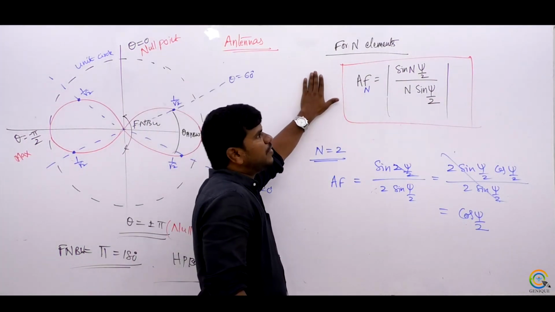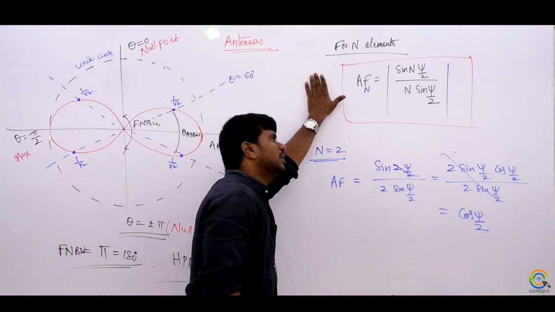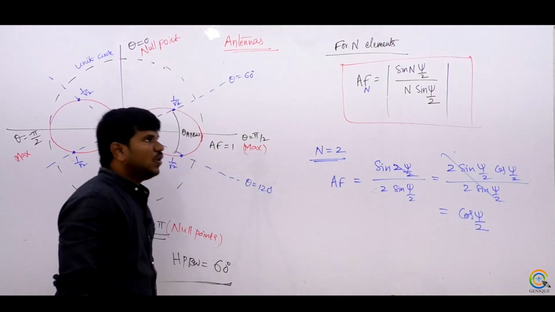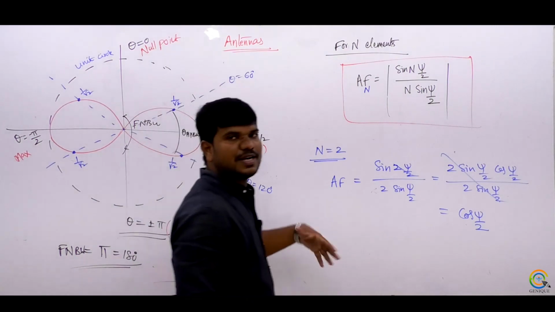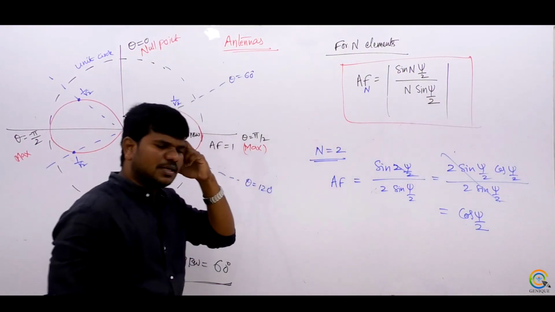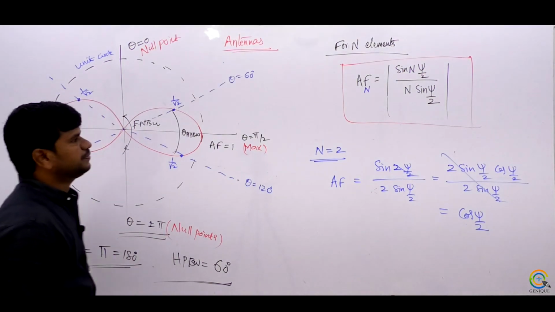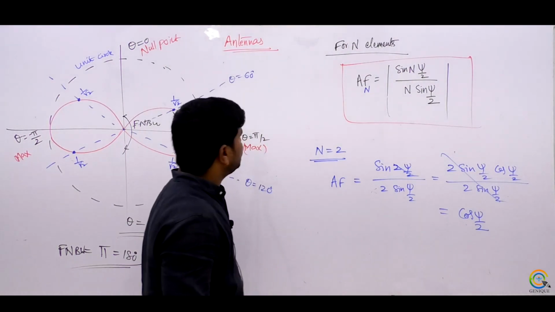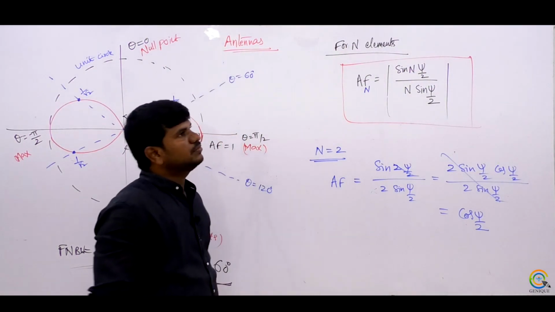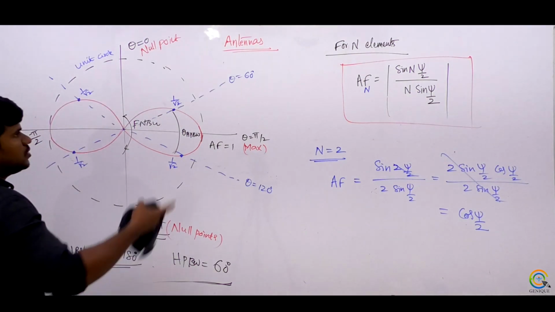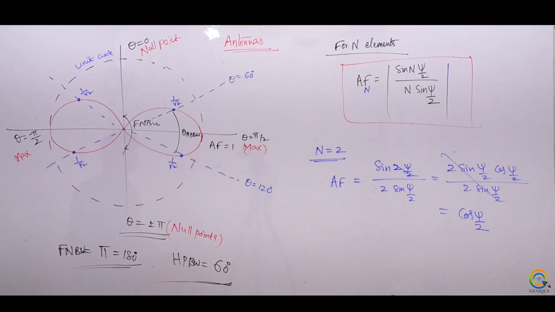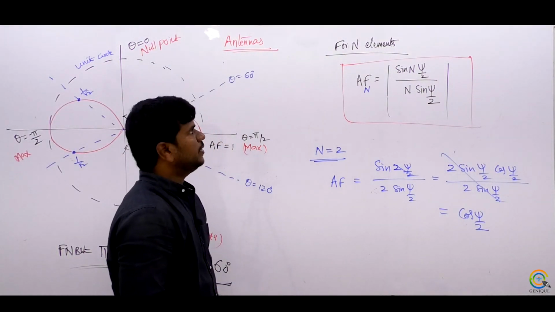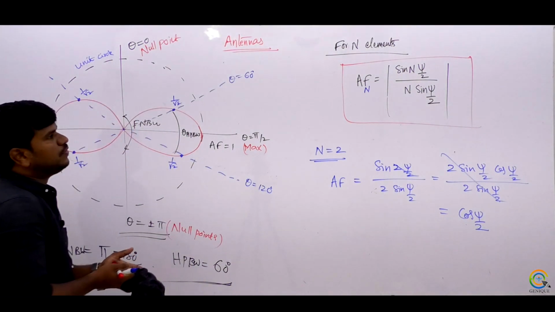Finding the array factor for n elements and showing it on the board is difficult. So for this we have to use some high frequency analysis software to find this kind of radiation pattern. Those kinds of software must be used to find that radiation pattern. So this is the array factor. This is how we have to solve.